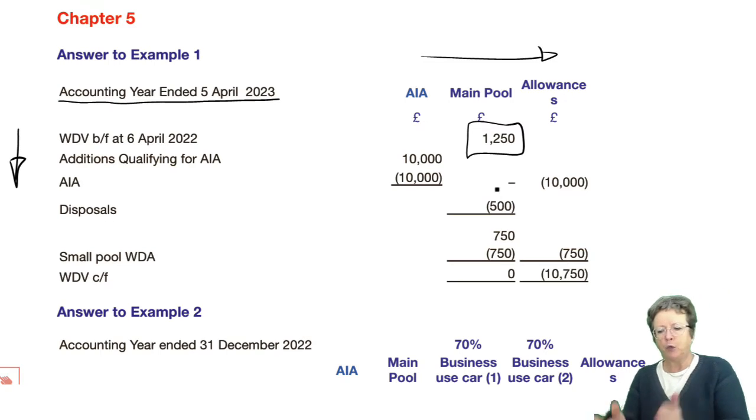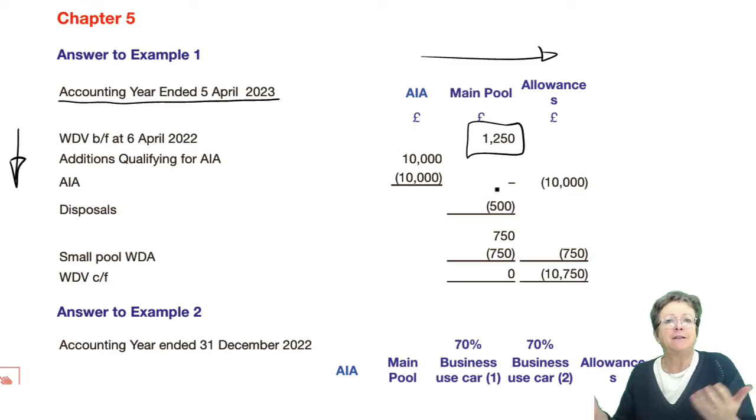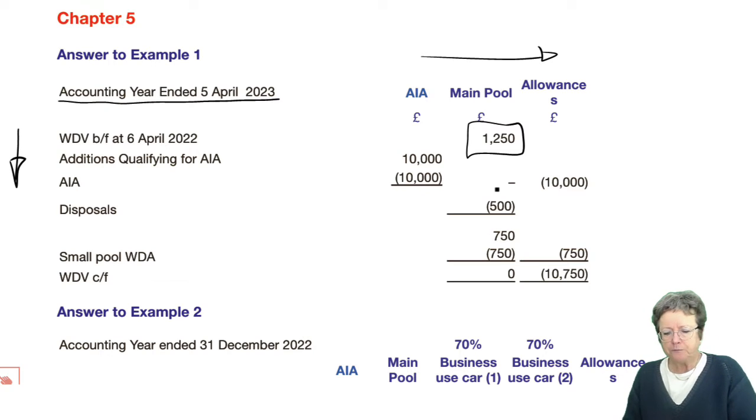Okay, now a pool is a pool of assets. Can you imagine if you'd got hundreds of assets in your business and each one had to have its own column? Never going to work. The main pool is a pool of assets which we can always claim 18% on, so you might as well put them all together. So that 1,250 could be anything. It doesn't really matter. If that's where they go, put them in the pool.